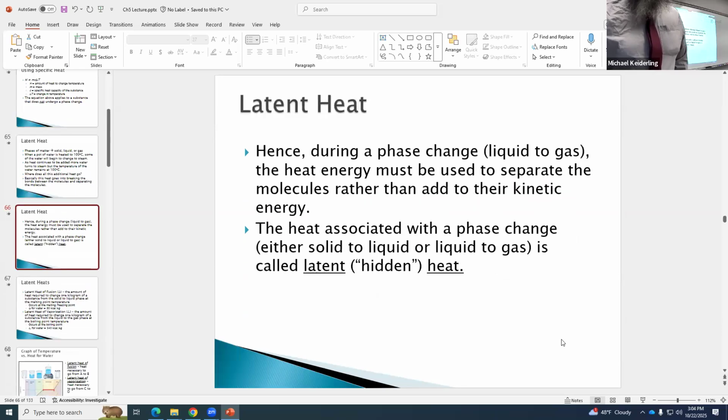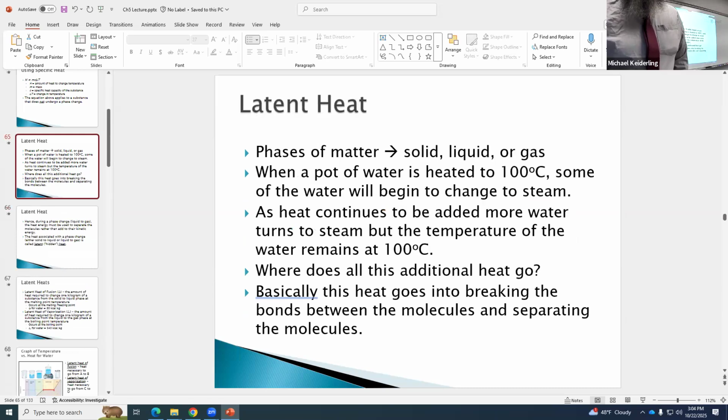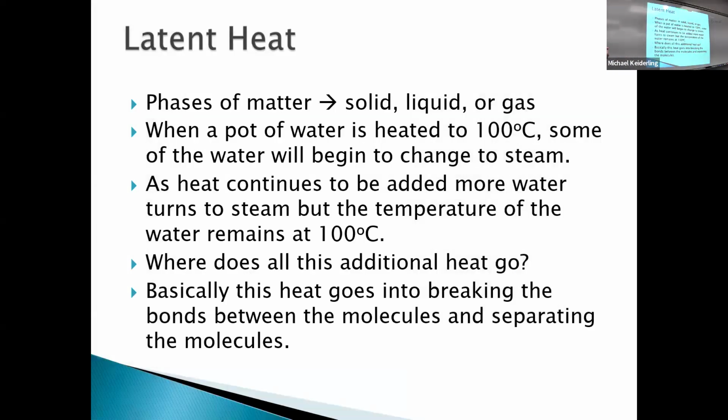So if I continue to add heat to a pot of water, it will stay at 100 degrees Celsius, just more and more of it will turn into steam. So where does all this additional heat go? It goes into breaking the bonds holding it together as a liquid to turn it into a gas. So basically, this heat goes into breaking the bonds between the molecules and separating the molecules.